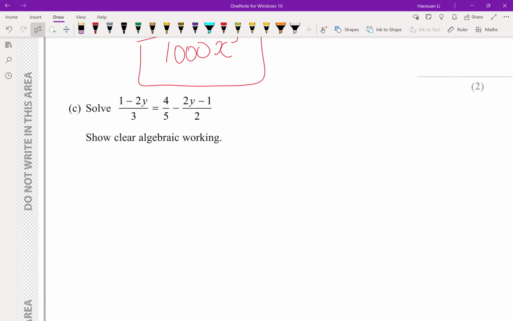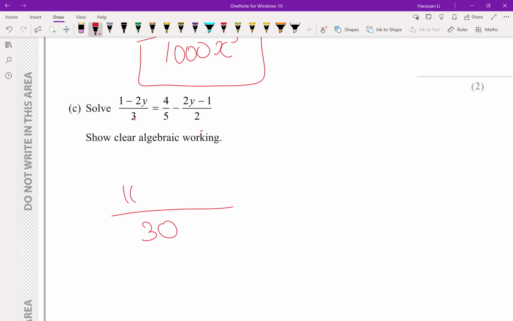Now it's solving just a linear equation. So solve (1 minus 2y) over 3 minus 4/5 equals (2y minus 1) over 2. Show clear algebraic working. Now it starts to get a little bit trickier. So first, you do realize 3, 5, and 2, right? You're trying to find the lowest common multiple. So it will be 30.